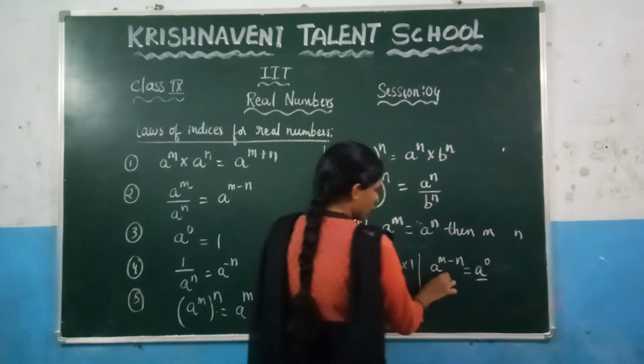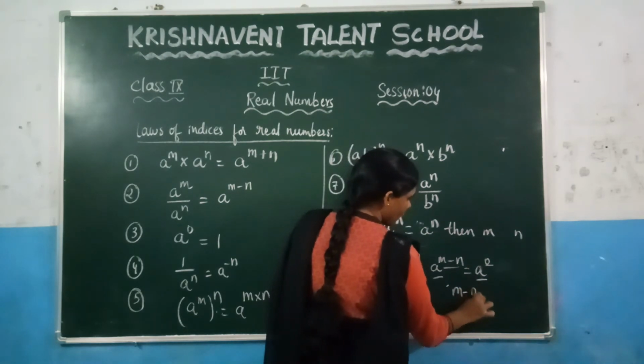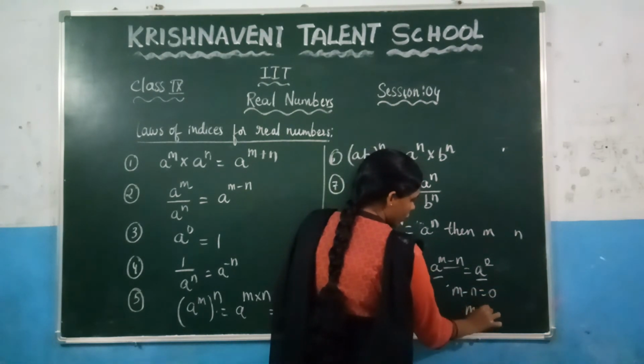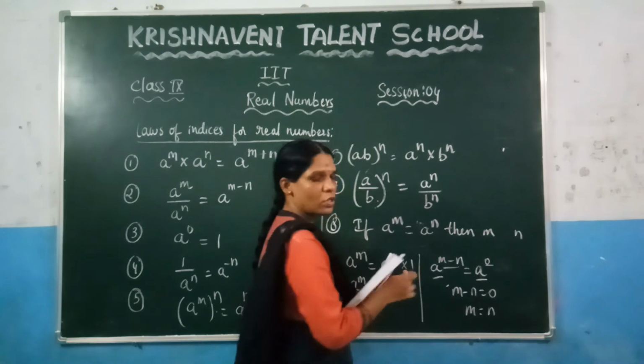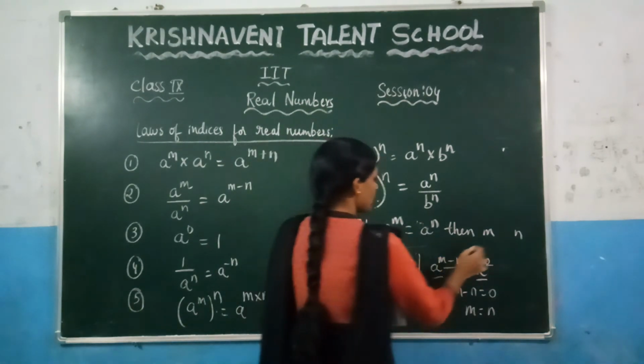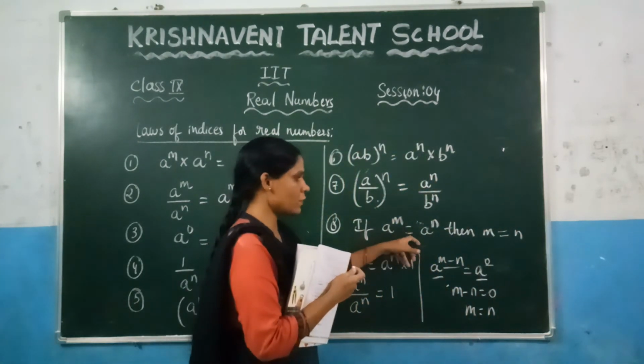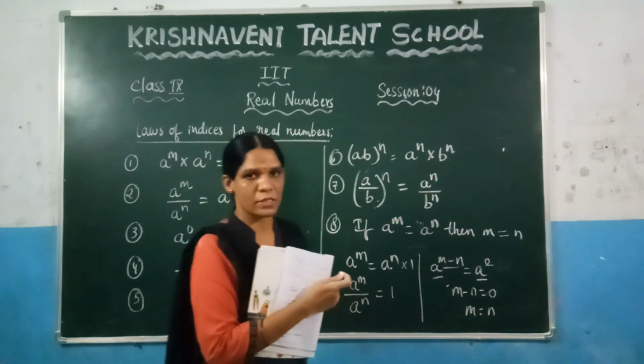Here you can observe that these two are the same, so we can equate these two values. So we will get m minus n is equal to 0. What is the value of m? Which is n. So if the bases are the same, what is the relationship between the powers? Their powers are also equal. If a power m is equal to a power n, then we can say that m is equal to n.